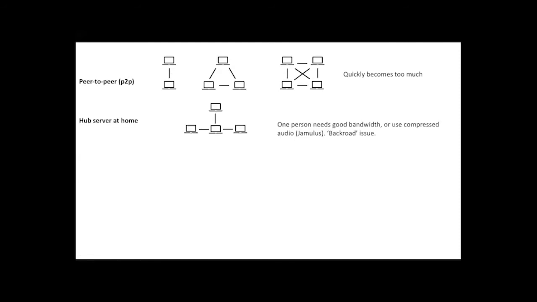The next one that we've spoken about is to have a hub server, where one of the participants is the server. So that means they set up a server on their own computer, and it looks like this. So now only one person has to be able to handle that many connections, whereas each other person only has to handle one incoming and outgoing connection. So now just one person has to have good bandwidth.